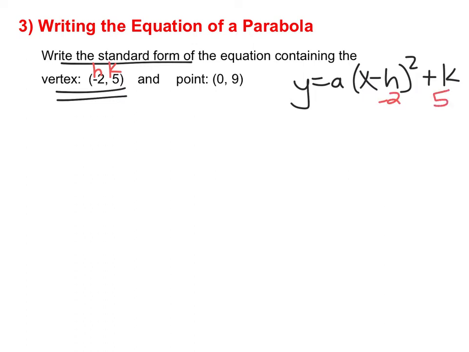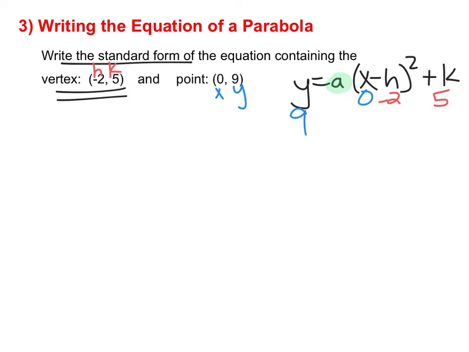And then it gives us a point, and a point gives us x and y. So it gives us that x is 0 and y is 9. Well, that's okay, but it doesn't give us exactly the standard form. It gives us enough information to solve for a.